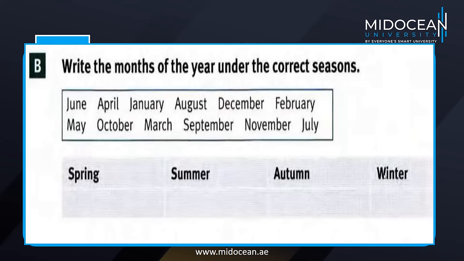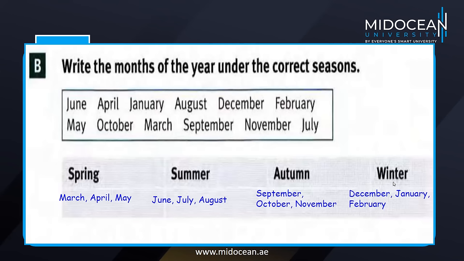We want to put the months under each season, okay? For example, in spring, which months in the box can go under spring? So pause the video, put these months under each season, then check your answers. In the spring we have March, April, and May. Summer: June, July, August. Autumn or fall: September, October, November. And in winter we have December, January, and February.